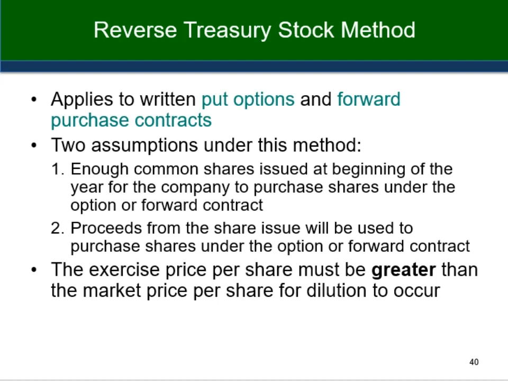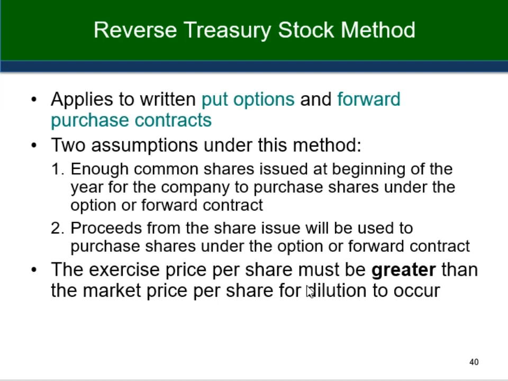It assumes the company will issue sufficient common shares at the beginning of the year in the marketplace to generate funds to buy the shares under the option or forward contract. And so we assume that we're going to sell shares at the market price at the beginning of the year. And so those are available. And then the proceeds from the above would be used to buy back the shares under the option at the beginning of the year.